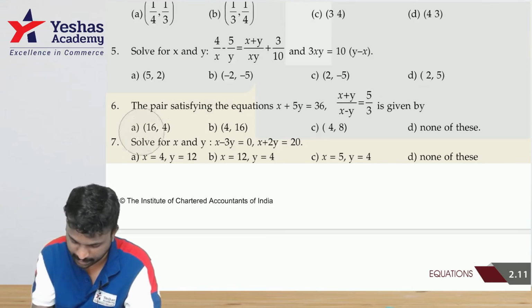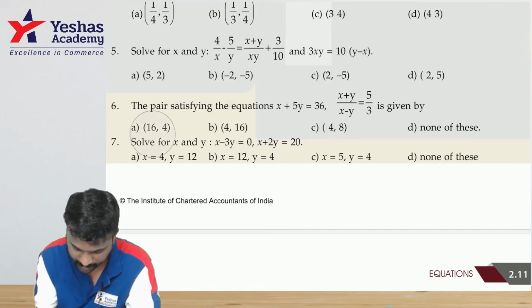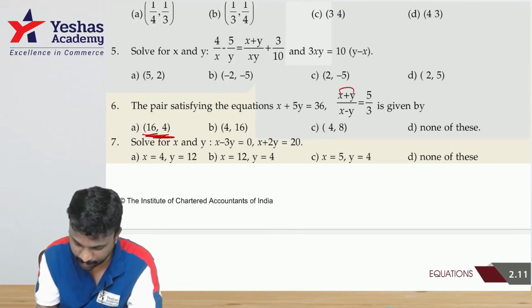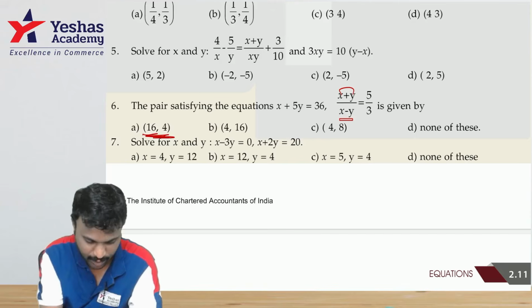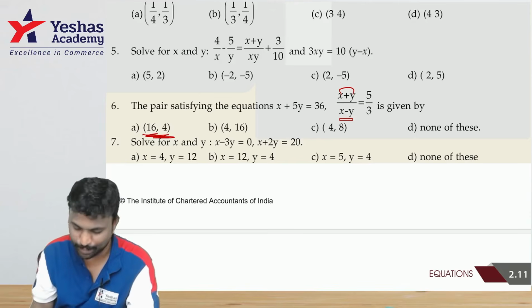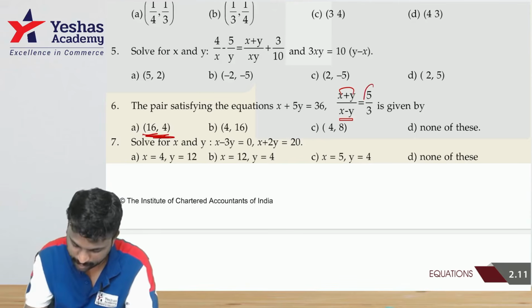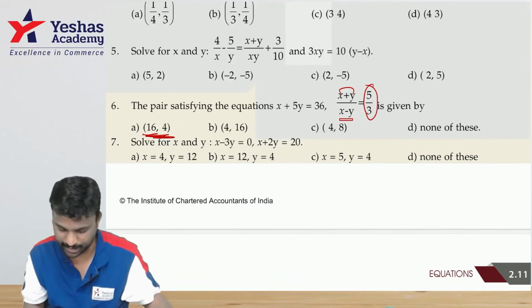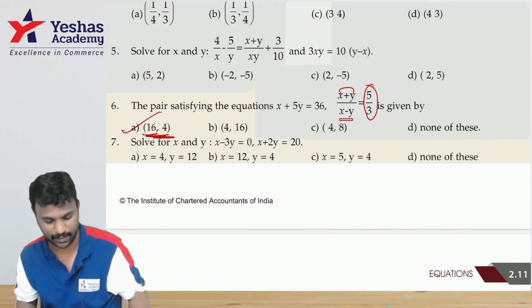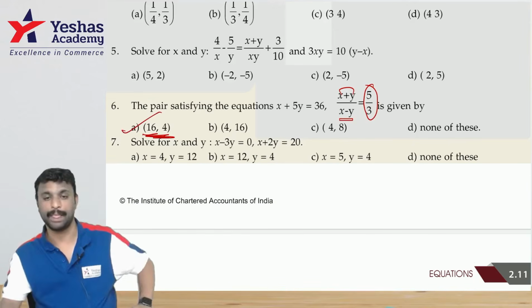Second equation, let's try to hit. Guys, what is my x value? 16, and the y value is 4. 16 plus 4 is 20 divided by 16 minus 4, which is 12. So I get 1.6666. What is 5 by 3? 5 divided by 3 is also 1.66. So option A satisfies both the equations.